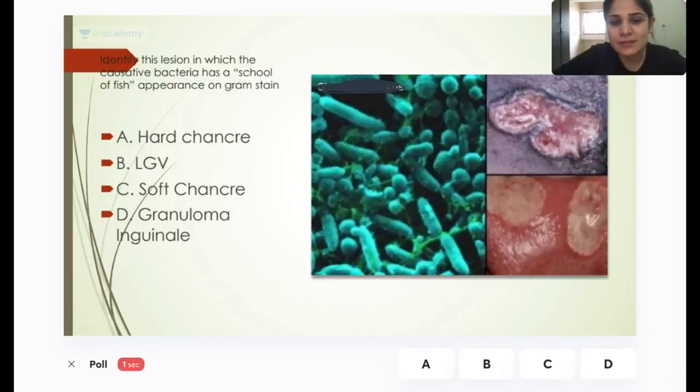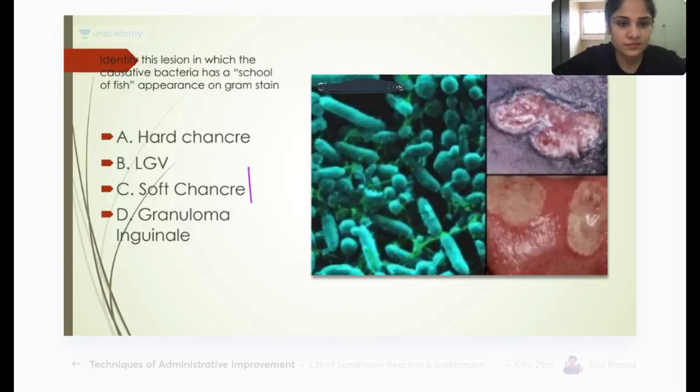Okay, so the other name for soft chancre is chancroid. Can you tell me, hard chancre is seen in which disease? Very good. Hard chancre is seen in primary syphilis. Okay, that's a painless ulcer, a painless lesion that you will see on the genitalia. So that is your hard chancre seen in primary syphilis.